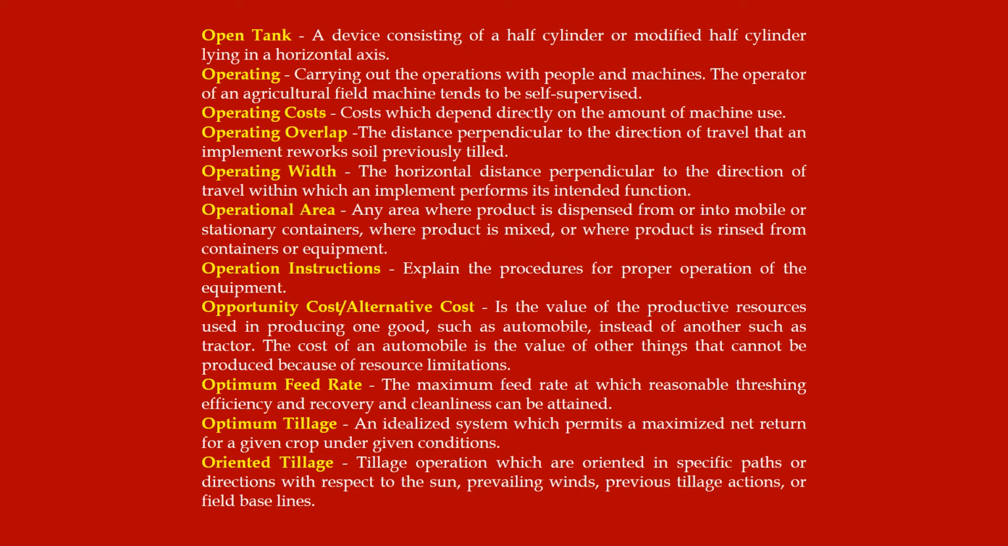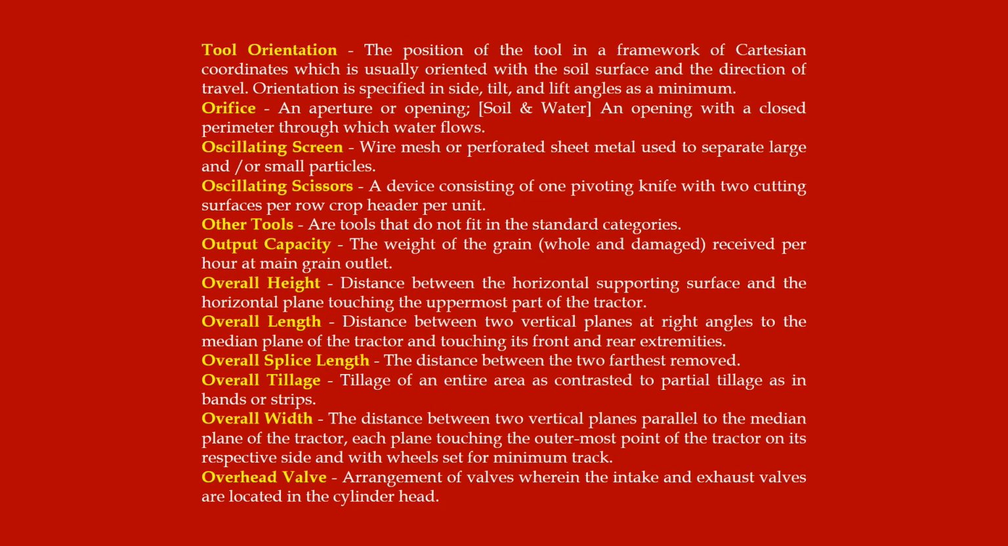Optimum feed rate. The maximum feed rate at which reasonable threshing efficiency and recovery and cleanliness can be attained. Optimum tillage. An idealized system which permits a maximized net return for a given crop under given conditions. Oriented tillage. Tillage operations which are oriented in specific paths or directions with respect to the sun, prevailing winds, previous tillage actions, or field base lines. Tool orientation. The position of the tool in a framework of Cartesian coordinates which is usually oriented with the soil surface and the direction of travel. Orientation is specified by tilt and lift angles as a minimum.